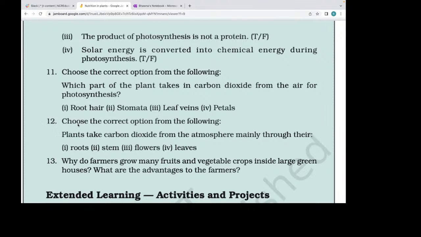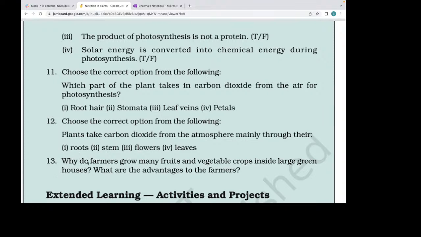Okay, now the 12th is choose the correct option from the following. Plants take carbon dioxide from atmosphere mainly through their roots, stem, flowers, leaves. So which part of plants takes carbon dioxide? So stomata कहाँ present होता है? Stomata present होता है leaves में. So leaf is that part of plant that takes carbon dioxide from the atmosphere. Okay, so it is leaves.